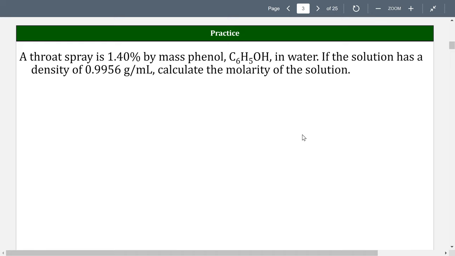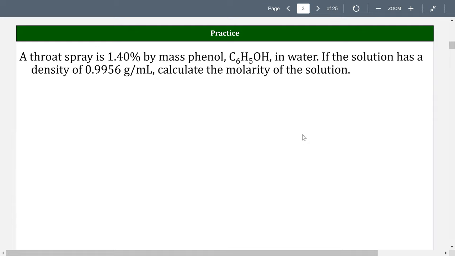We'll get something like 0.014, and we have 3 sig figs on our concentration, so give me one more: 9. So we just found moles of phenol, which means all that's left is to figure out, if we have 100 grams of solution, how many liters that is.